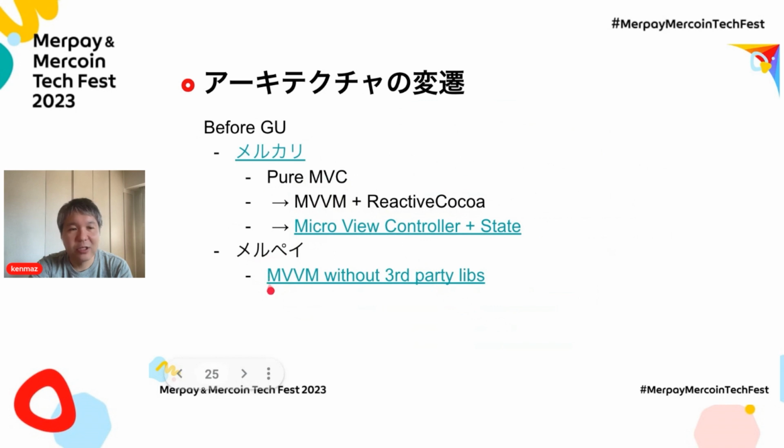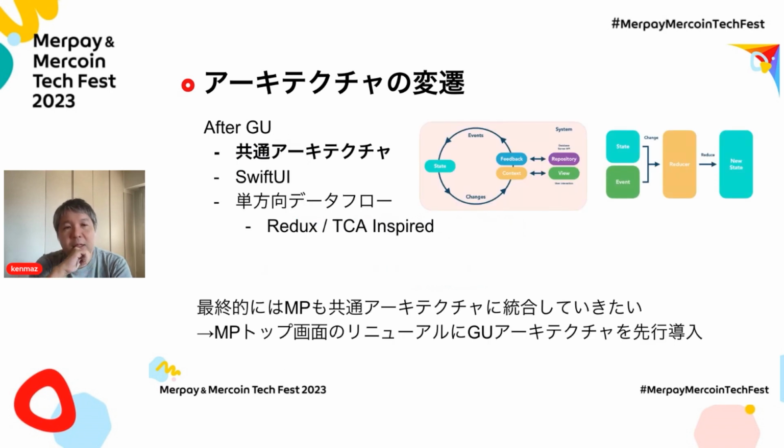On the other hand, for Merpay, it had a very simple MVVM without third-party library. So they had a very simple MVVM architecture. And before GroundUp, there were several architectures coexisting in a single application. And after GU, in the GU application, these architectures were renewed, and the common architecture was built.